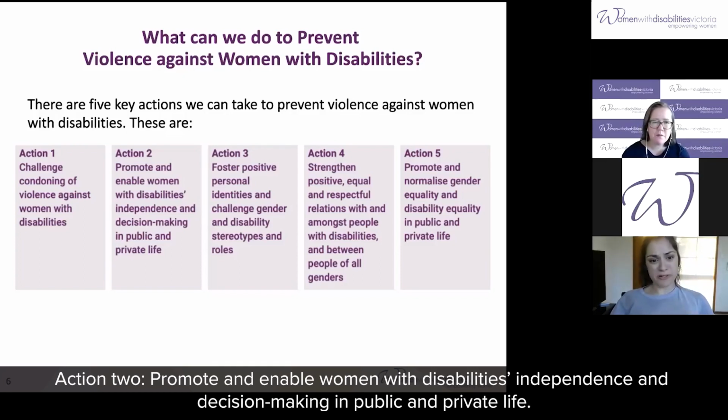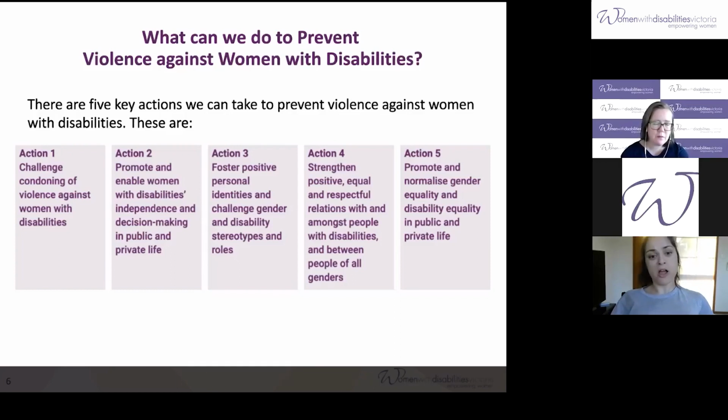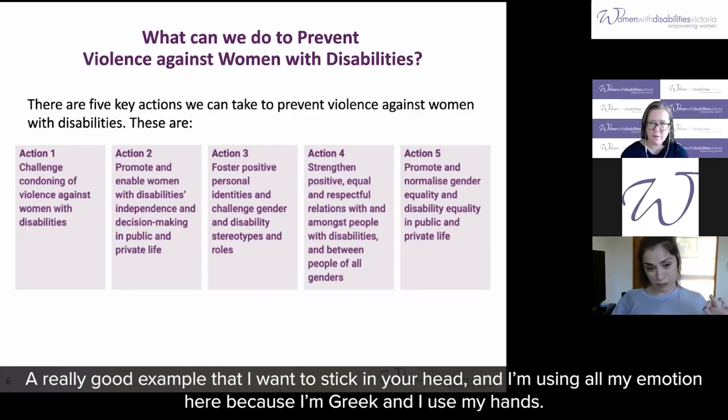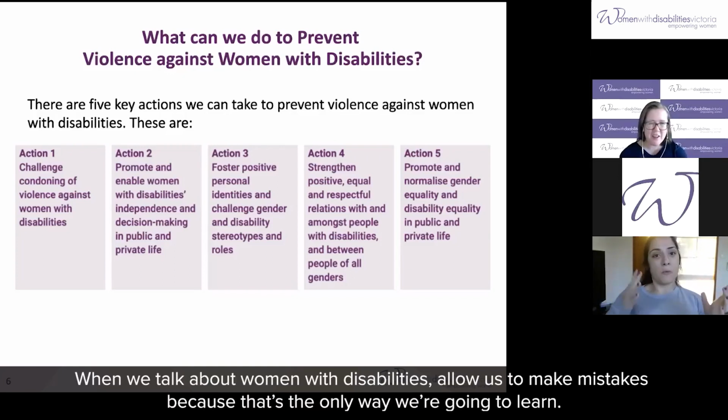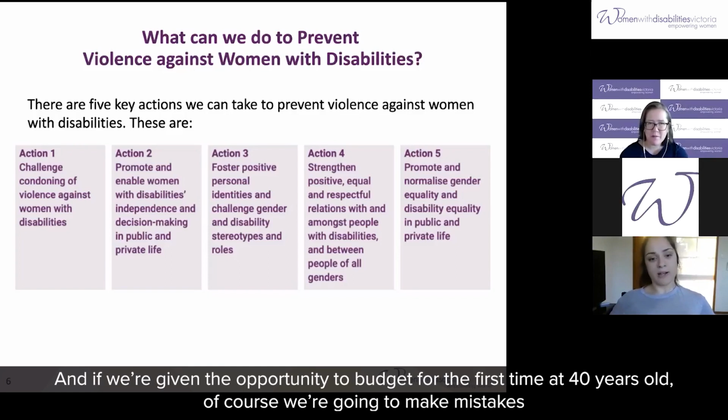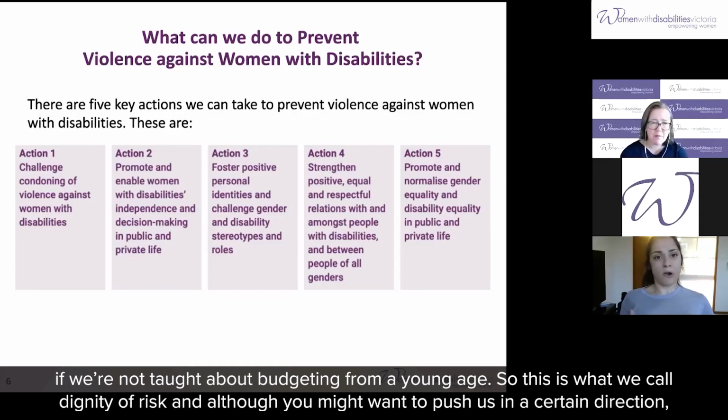Action 2, promote and enable women with disabilities, independence and decision-making in public and private life. A really, really good example that I want really to stick in your head, and I'm using all my emotion here because I'm Greek and I use my hands. When we talk about women with disabilities, allow us to make mistakes because that's the only way we're going to learn. And if we're given the opportunity to budget for the first time at 40 years old, of course we're going to make mistakes if we're not taught about budgeting from a young age.